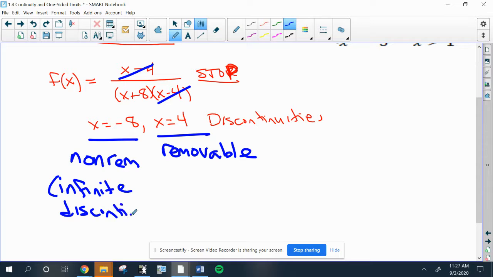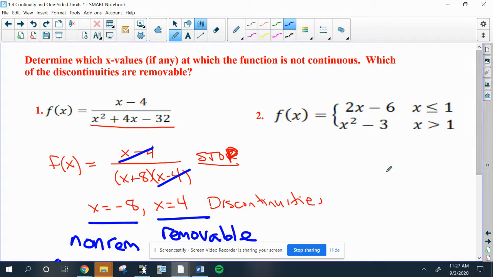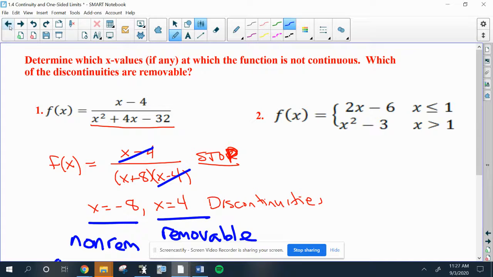So that's all you have to do for a rational function. It gets a little more interesting with the piecewise functions. So I'm going to stop this video here. The next video will be dedicated to our piecewise functions.